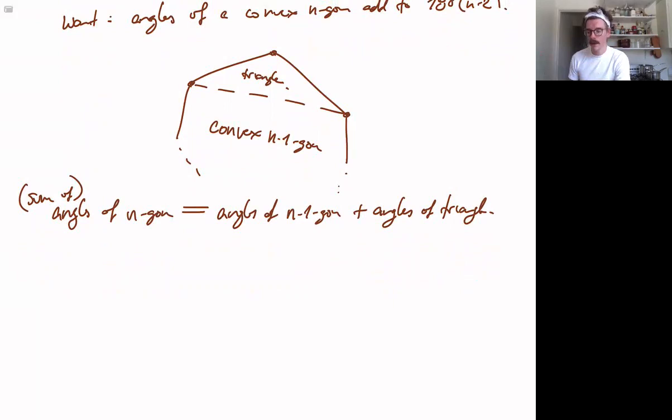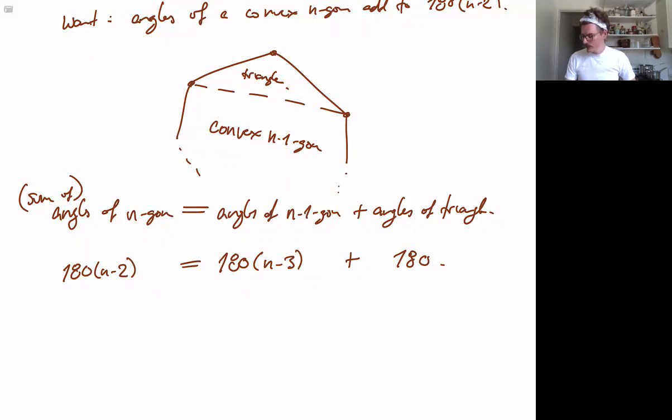Now we can apply our induction hypothesis to say that this is 180 times n-3. This, from our base case, is 180. So for our n-gon, we get 180 times n-2, just as we were looking for. So that completes the induction, and that completes the proof.